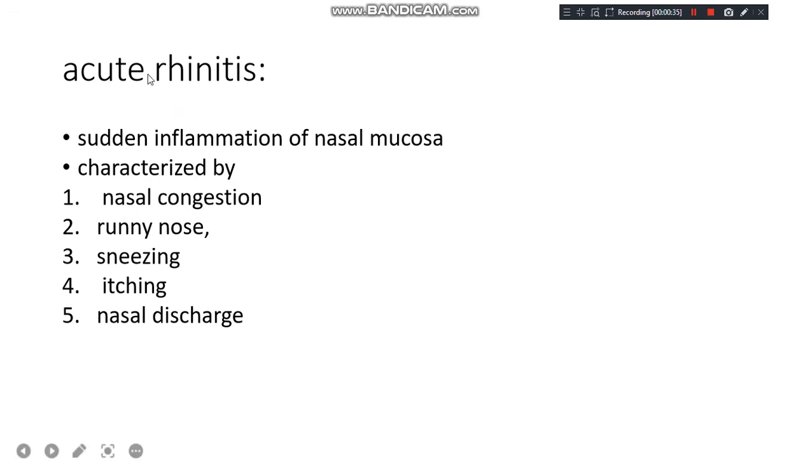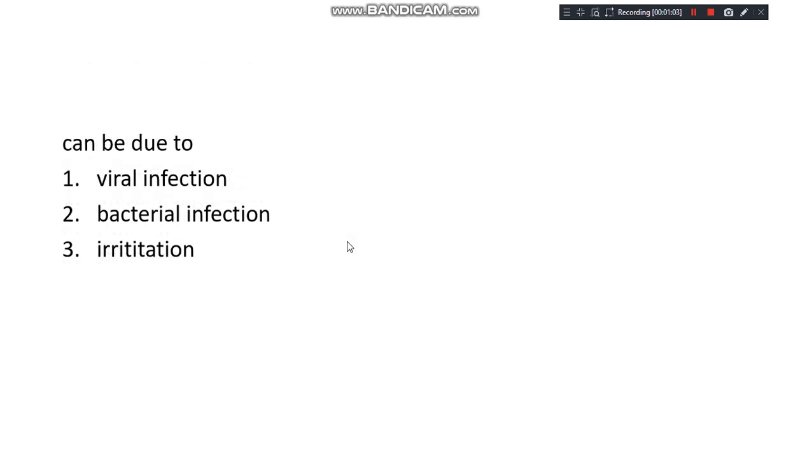So let's begin. Acute rhinitis is sudden inflammation of the nasal mucosa, characterized by nasal congestion, which is the fullness of the nasal mucosa, and then a runny nose. There will be sneezing, itching, and nasal discharge. This nasal discharge depends upon the causative agent. If it's a viral infection, there will be watery discharge, and if it's a bacterial infection, then there will be purulent discharge. Acute rhinitis can be due to viral infections, bacterial infections or irritants.